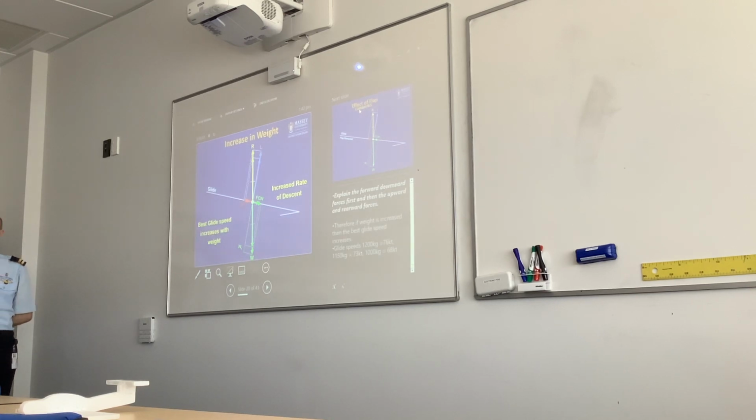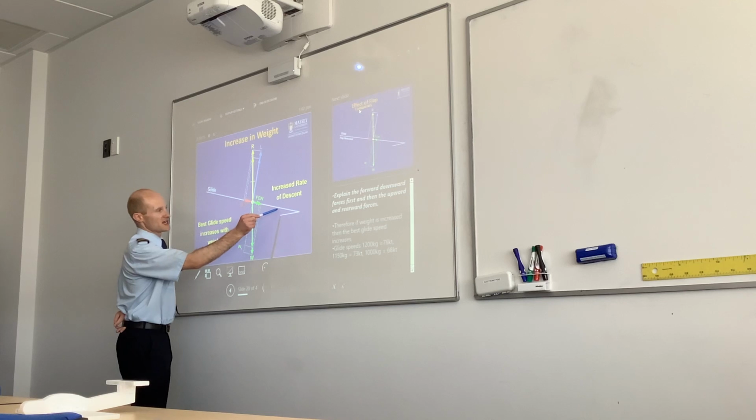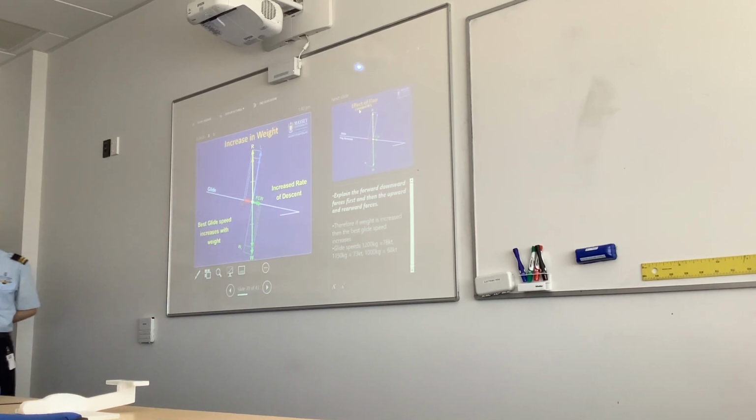The other thing to highlight here is, yes, the rate of descent has increased, so we will get to the ground in less time, but the angle of descent has not changed, okay? So our glide range has not changed. That is all conditional upon you still being at the best lift to drag ratio. Make sure you mention that. How do you prove that the angle of descent has not changed? Look, this angle here is still the same. There's been no change to that.